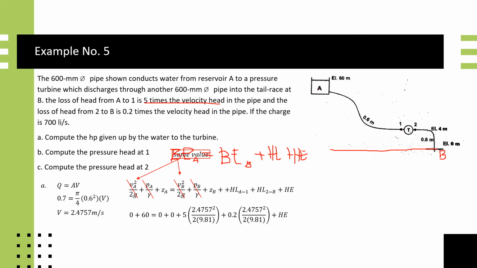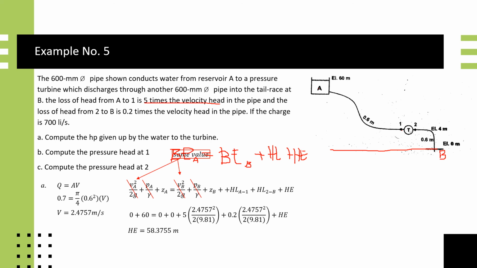And plus, HL2 to B, ang ating HL2 to B is 0.2 times the velocity head. So, V squared over 2G lang to. 2.4757 squared over 2 times 9.81. Plus HE. HE yung hinahanap. So, yan. Compute nyo lang yan. Lalabas ang sagot na 58.3755 meters.